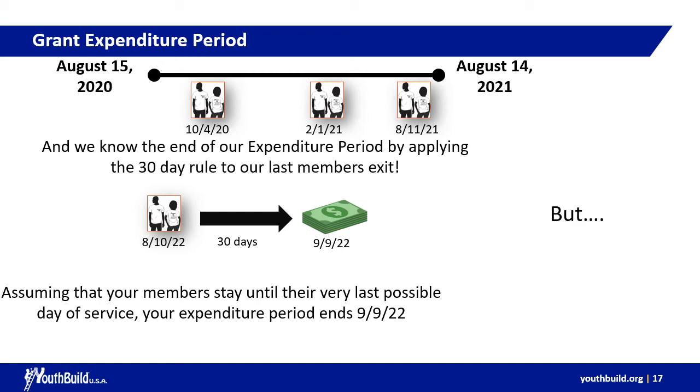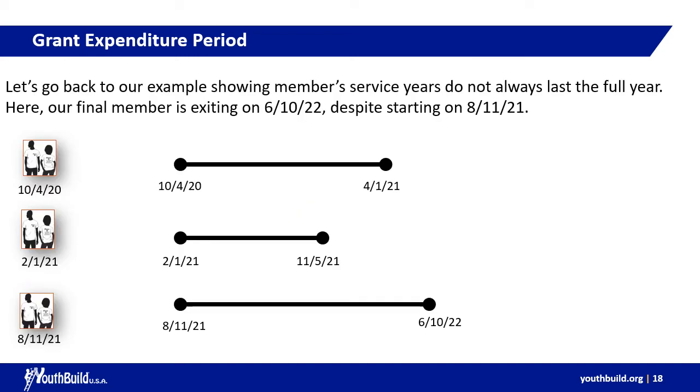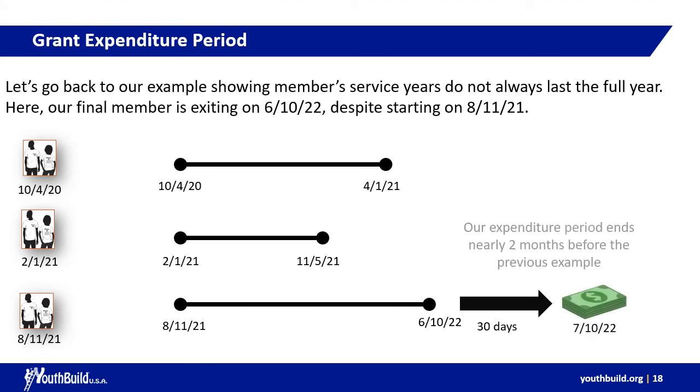However, there are some big things to consider here. Remember how we talked about members exiting early? Well, that would affect their exit date, which in turn affects your expenditure period. Here we can see our 8/11/21 members exiting early on 6/10/22, a full 2 months earlier than their expected exit date. This would mean that your expenditure period ends nearly 2 full months before the previous example, on 7/10/22.